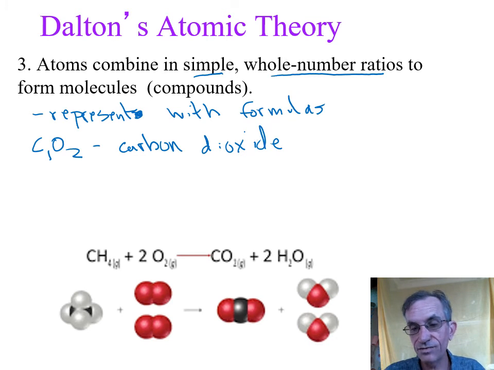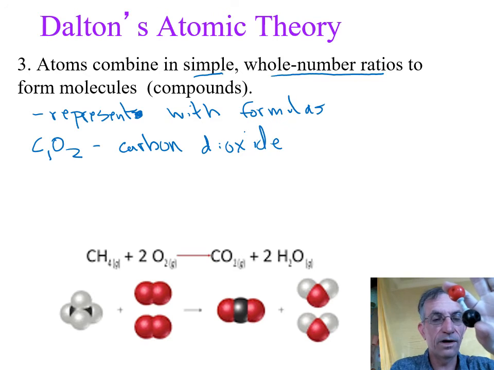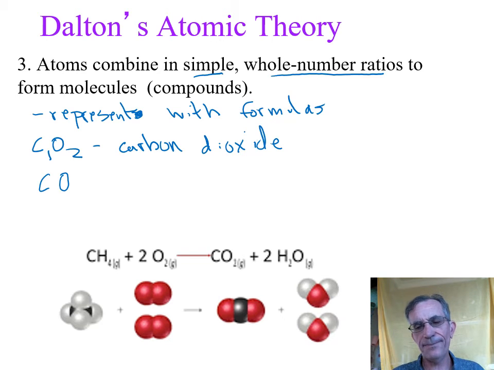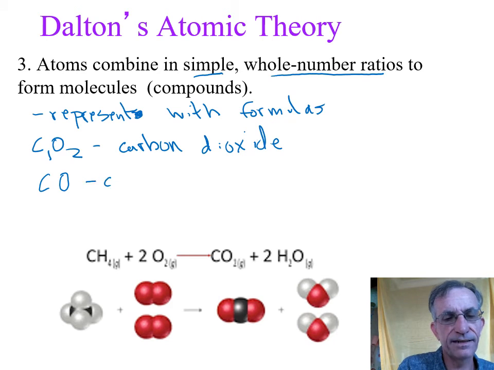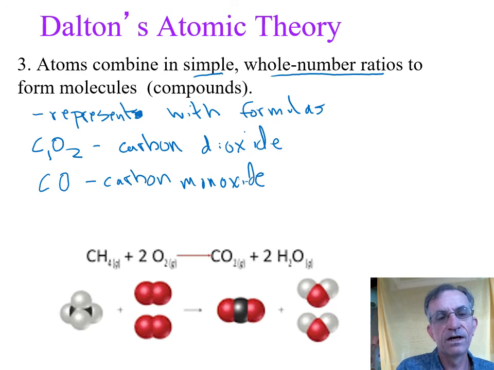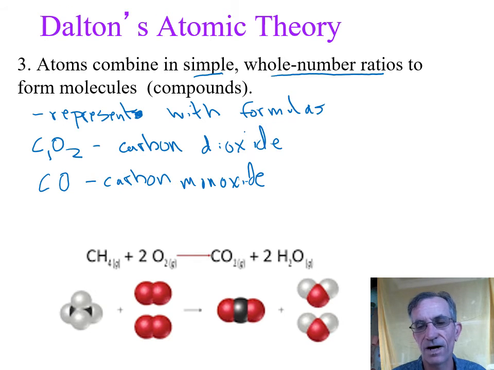Here's another example. Another way carbon and oxygen get together is that sometimes they join up like this, with one carbon, one black sphere, and one red sphere, one oxygen. So this is another compound. This would be called carbon monoxide. Atoms combine in simple whole number ratios to form compounds, to form molecules.